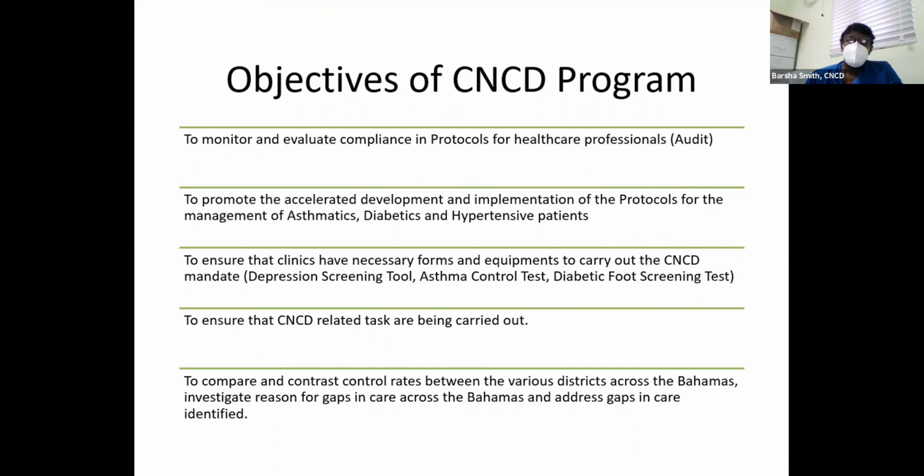When we look at how the patients are being managed in terms of their high blood pressure, maybe we'll find that at Flamingo, their blood pressures are controlled, but at Fleming Street Clinic, the majority of those patients may not have a controlled blood pressure. So we monitor the results across the entire Bahamas to identify any gaps in the care that is being provided, because we need every clinic to provide the care on the same level according to the protocol.